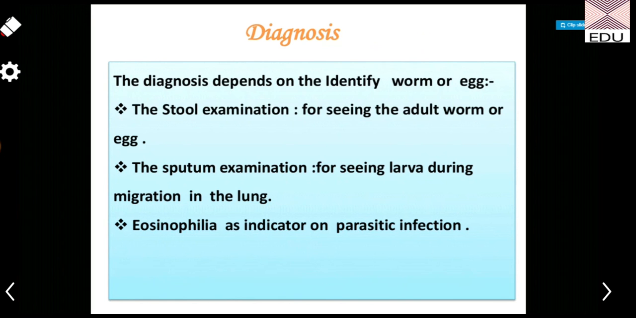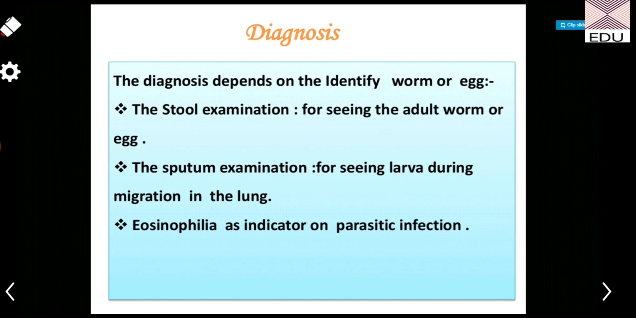So if we have the adult worms or the eggs, which can be unfertilized or fertilized eggs, and we have seen any one of these three things in the stool examination, then we have Ascariasis. We have detected this particular disease.